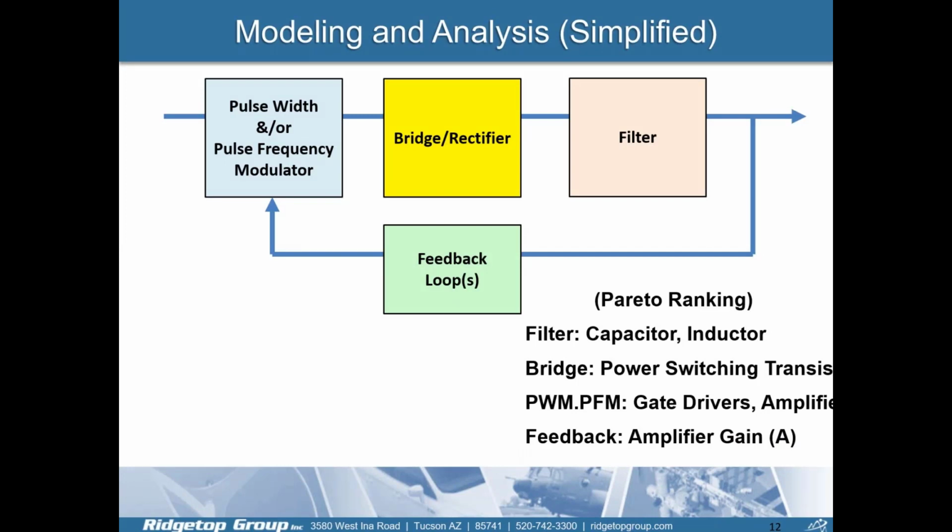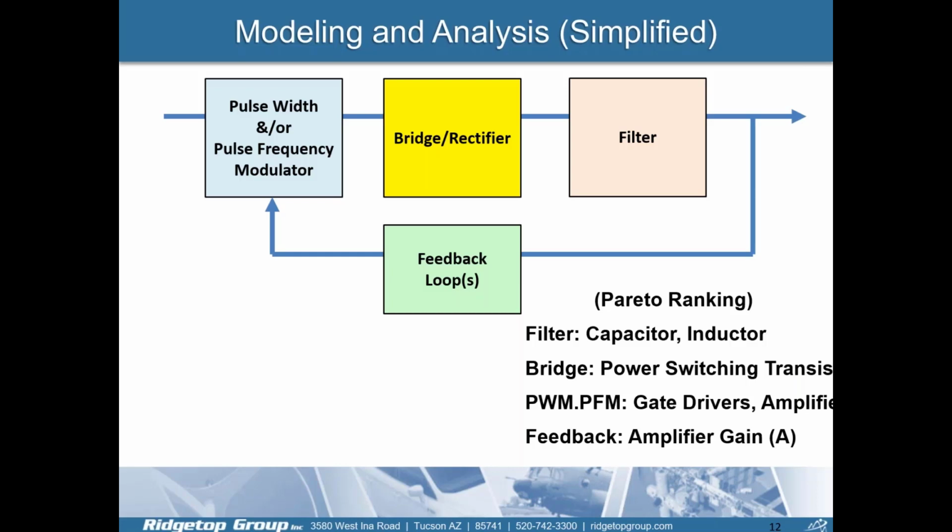So what is an example of what we do? We take this example power supply and we say, okay, it's got a pulse width or a pulse frequency modulator. This is one where we're taking AC or DC input, we're converting it to an AC, and then we rectify it and we filter it to produce a DC output voltage. And then we have a feedback.